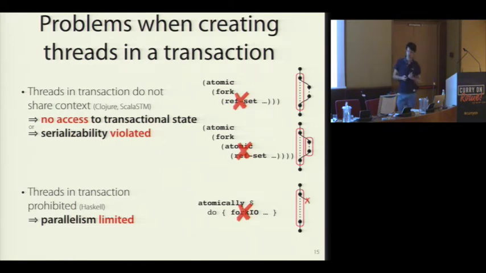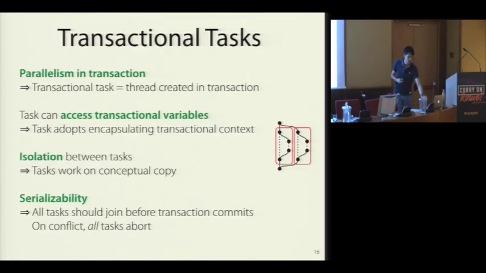On the other hand, if you try to write this program in Haskell, it also won't work because Haskell forbids you from creating threads in a transaction. If you try to call forkIO, which runs in the IO monad, in a transaction which runs in the STM monad, the type system prevents you from writing this program. So in effect, Haskell limits the amount of parallelism you can exploit. And to solve this, we created transactional tasks.